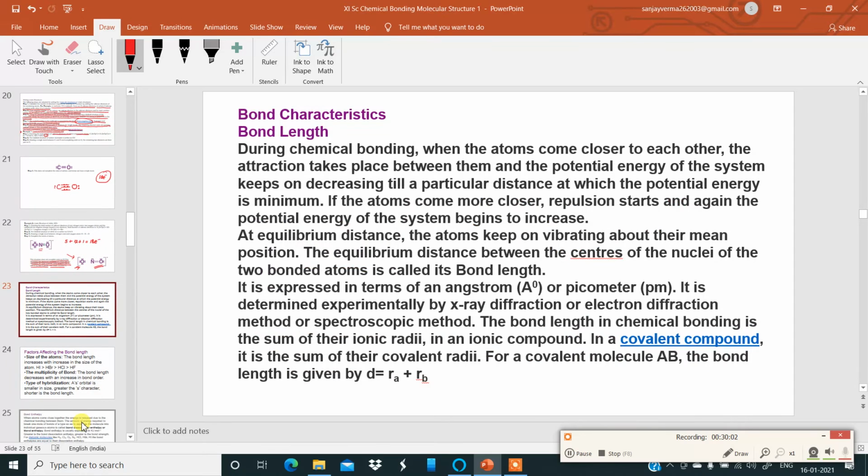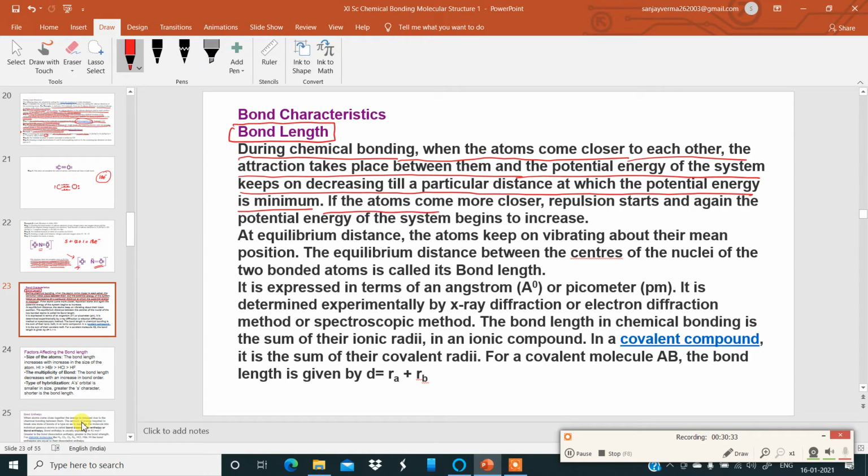Now, bond characteristics, another important term in this chapter. Bond length is the first bond characteristic. During chemical bonding, when the atoms come closer to each other, attraction takes place between them and the potential energy of the system keeps on decreasing till a particular distance at which the potential energy is minimum.